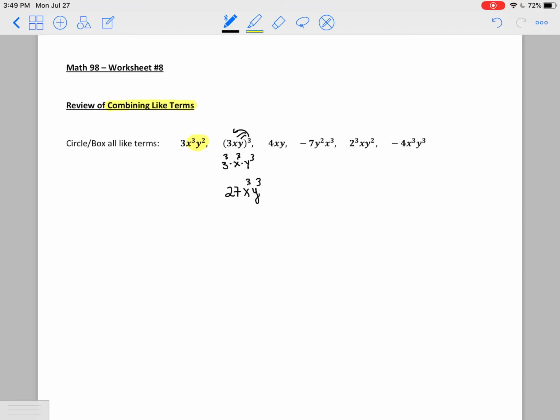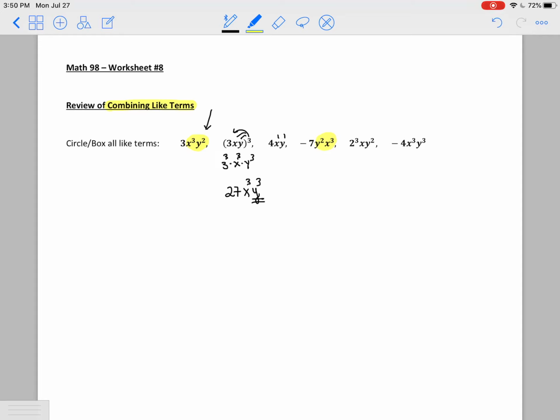So it's not the same as our first example here, because we have an x cubed y squared, and this one has y cubed. So this one's not the same as the first term. For the next one, the x and the y just have a 1 as their exponent, so none of these so far are like terms. All right, so let's take a look here. We've got a y squared x cubed.